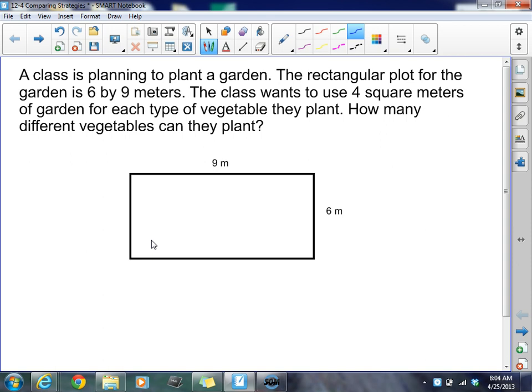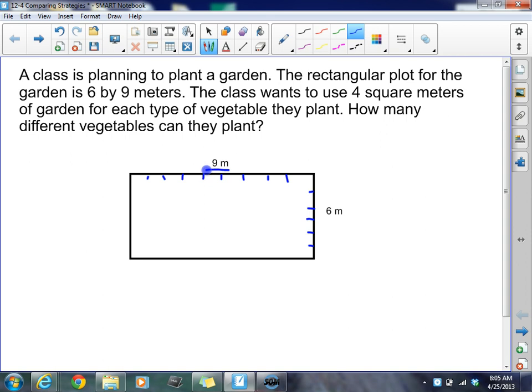Now you see here I have a rectangle on the board. What I'm going to do is divide that rectangle and make square meters. So this side I'm going to divide into 9 distinct groups. So it's 1 meter, 2 meters, 3 meters, 4 meters, 5 meters, 6 meters, 7 meters, 8 meters, 9 meters. Now let's do it to this side: 1 meter, 2, 3, 4, 5, and then 6 meters. It's pretty close. So now I have my meters divided out.